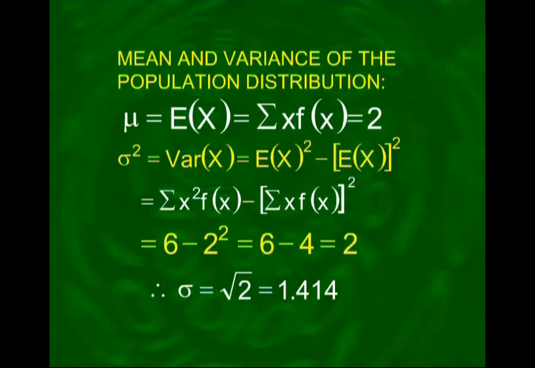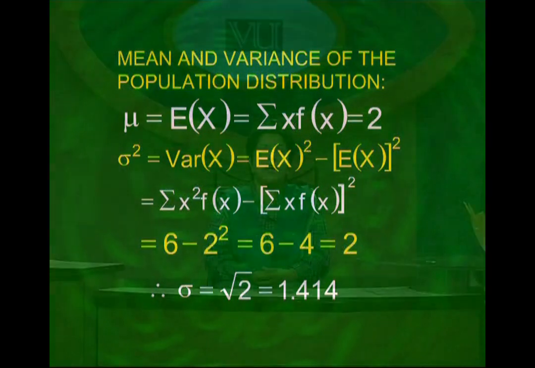Now, the mean of any discrete probability distribution is sigma x into f of x, and therefore the mean is equal to 2, but the variance is given by E of x square minus E of x whole square, as we have discussed earlier, and hence the variance of this particular probability distribution comes out to be 6 minus 4, and that is 2. Taking the square root of this quantity, the standard deviation of this particular probability distribution is equal to 1.414.